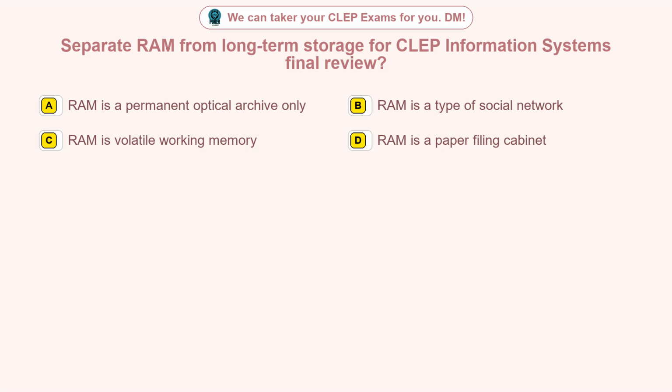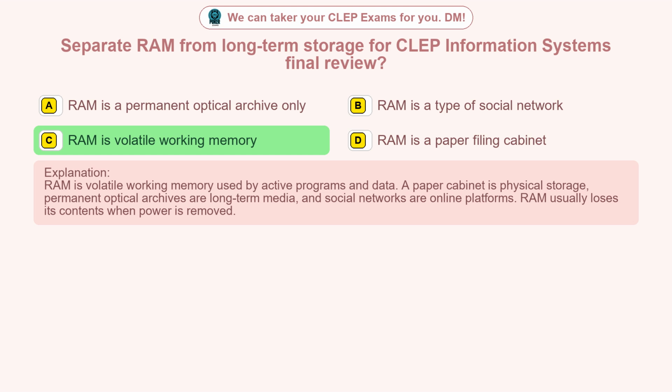Question 52. Separate RAM from long-term storage for CLEP Information Systems final review. Option A. RAM is a permanent optical archive only. Option B. RAM is a type of social network. Option C. RAM is volatile working memory. Option D. RAM is a paper filing cabinet. The correct answer is option C. RAM is volatile working memory. RAM is volatile working memory used by active programs and data. A paper cabinet is physical storage, permanent optical archives are long-term media, and social networks are online platforms. RAM usually loses its contents when power is removed.